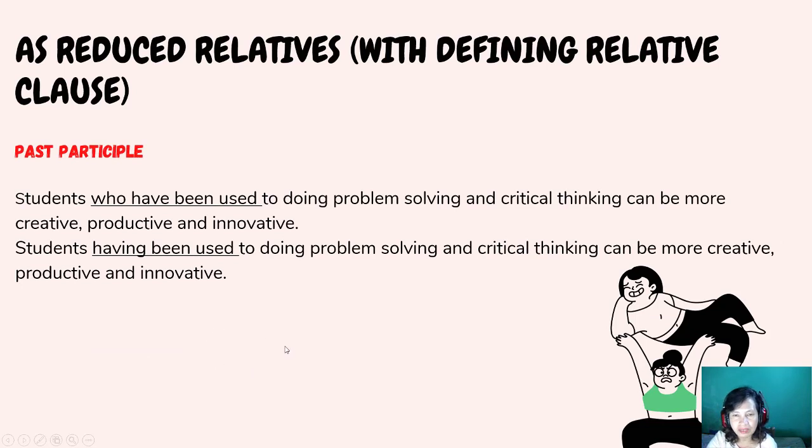Other tense, I show you this present perfect. Students who have been used to doing problem solving and critical thinking can be more creative, productive, and innovative. So the same, you just omit who, and then you change have here into the present participle. But this can still be called a perfect participle in passive, because we use here past participle, although there is present participle here.